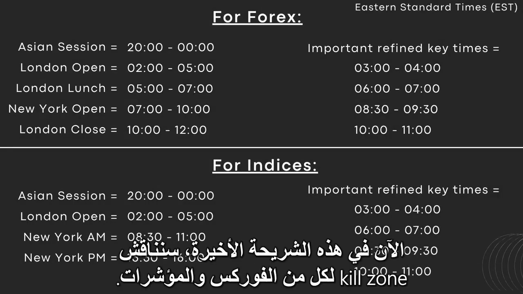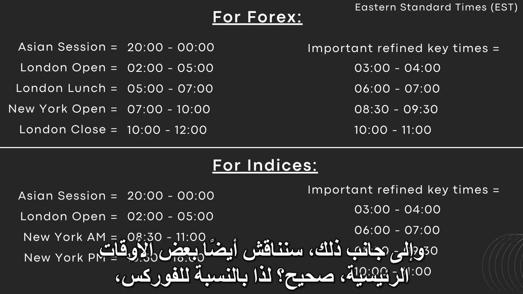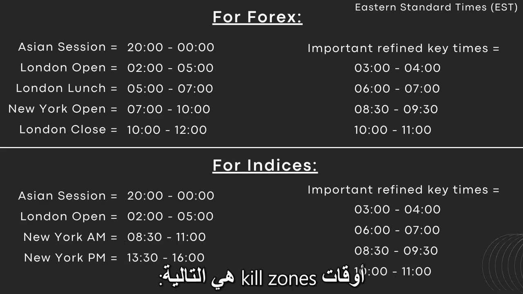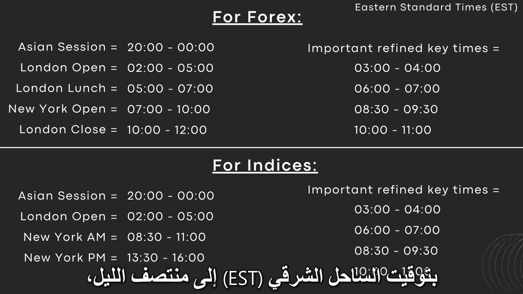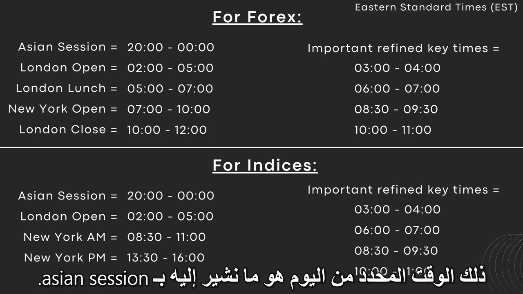Now, in this last slide, we'll discuss the kill zones for both forex and indices, the characteristics of each kill zone, and along with that, some key times. So for forex, the times of the kill zones are the following. Asian session is from 20 Eastern Standard Time to midnight, or 0 Eastern Standard Time. That particular time of the day is what we refer to as the Asian session.